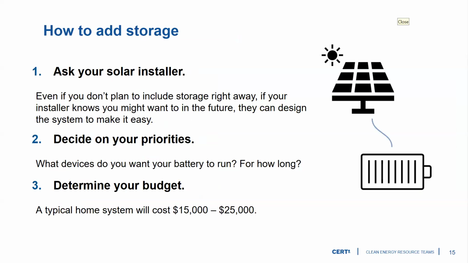If you're thinking of adding storage, you want to start by asking your solar installer. Even if you aren't planning to include storage right away, if you know that you might want to down the road, they can design the system to make that easy. You also want to decide on your priorities, like which devices do you want your battery to run and for how long. So the more you try to power and the longer you try to power it, obviously, the more batteries you'll need, and that's going to increase the size of your battery system. Which brings me to determining your budget. Be aware that a typical home battery system will cost $15,000 to $25,000. So that's in addition to the cost of the solar.